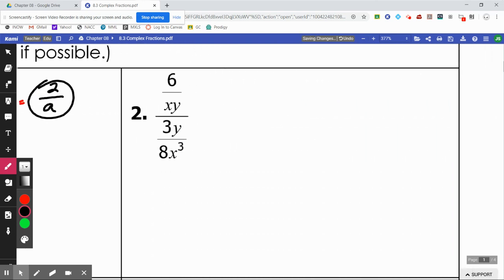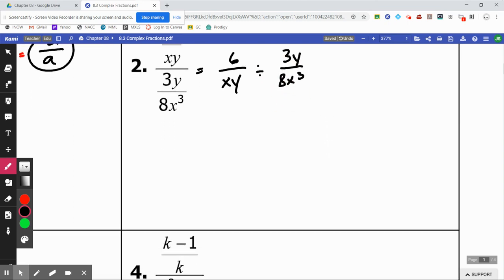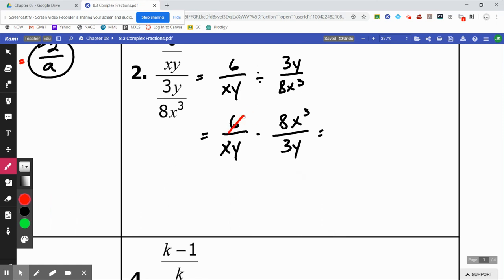Number 2. You have 6 over xy divided by 3y over 8x to the third. No like terms. Again, nothing we have to combine on top and bottom. So we're simply going to rewrite this as 6 over xy divided by 3y over 8x to the third. To divide two fractions, we're going to flip the second one and multiply. So that's going to be 8x to the third over 3y. Cross cancel anything that we can. The 6 and the 3, and this is legal because these are monomials. Leaves you with a 1 and a 2.